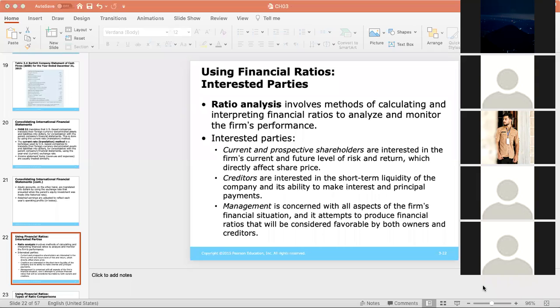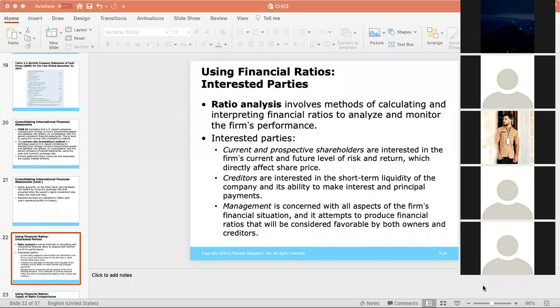Now, how can we monitor and evaluate the firm's performance at the same time? Of course, we want some tools in order to evaluate this performance. What tools do we have? We have the financial ratios. The financial ratios are like tools that we can calculate in order to interpret the financial performance of any firm.